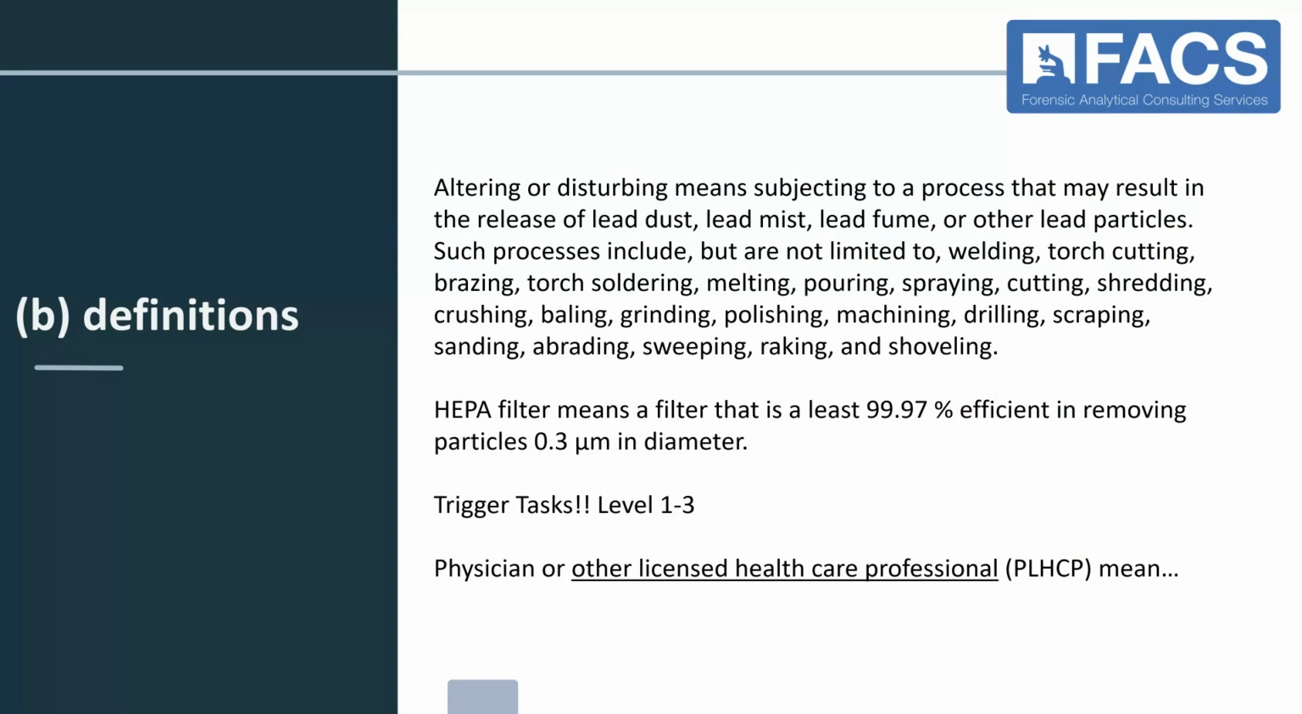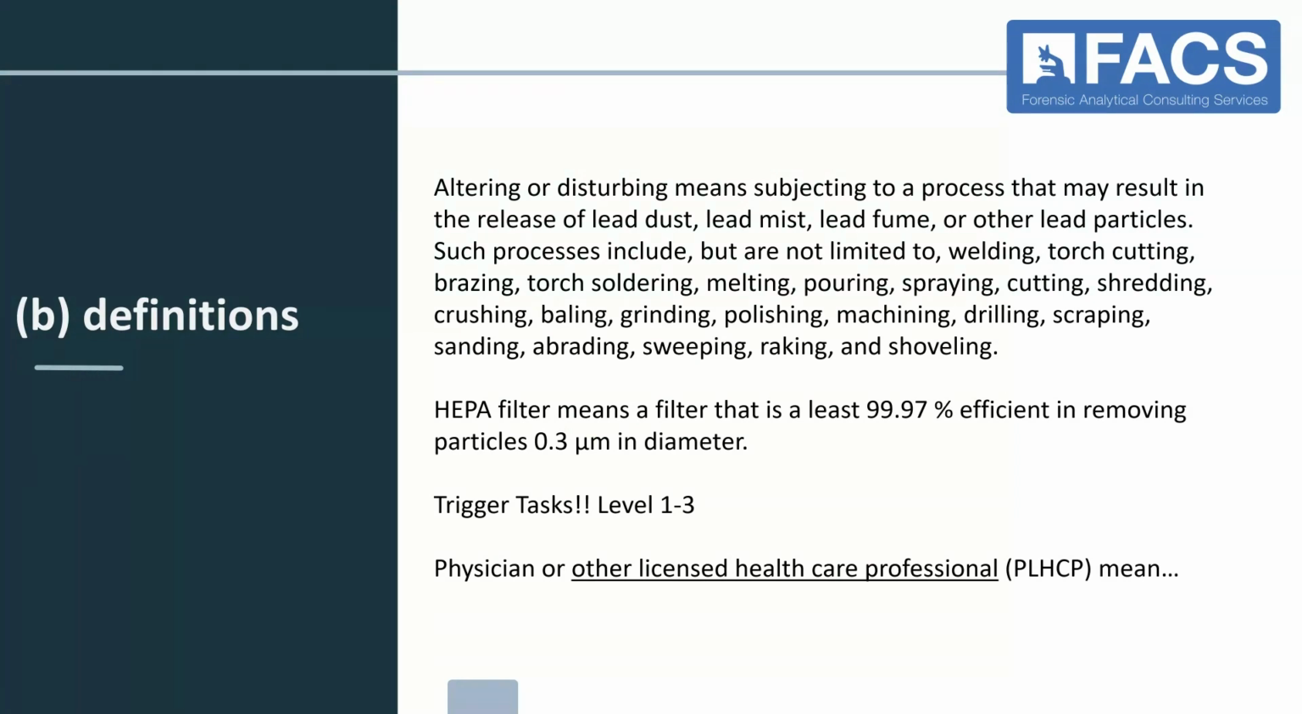Here's the big change: the changes to the permissible exposure limit and the action level. Currently, the PEL is 50 micrograms per cubic meter. That's going to be reduced to 10. And the action level is currently 30 and going to be reduced to 2. So what does that mean?